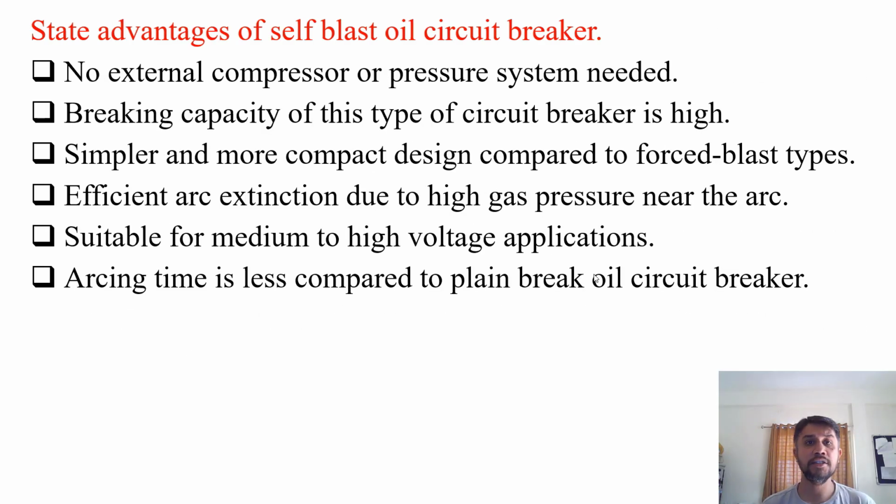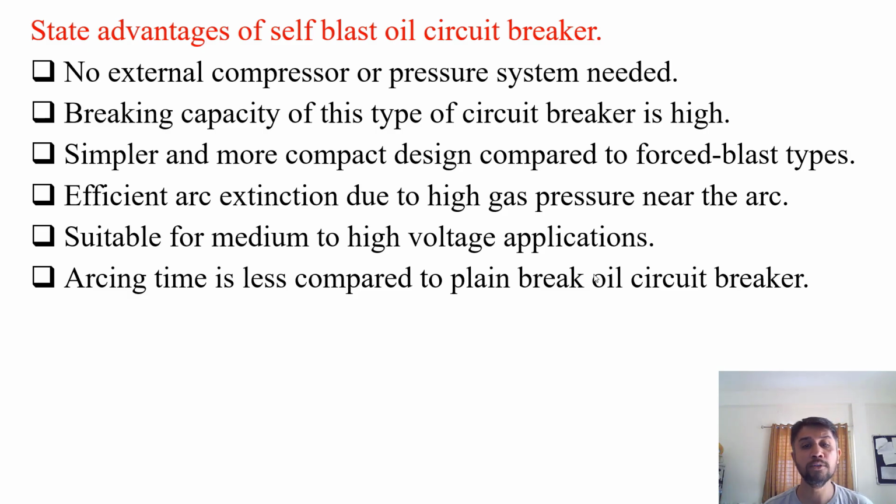State advantages of self-blast oil circuit breaker. There are several advantages of this type of breaker. First, no external compressor or pressure system is needed, because the arc is quenched by the energy produced by the arc itself and a pressure chamber is available within the breaker itself. Breaking capacity of this type of circuit breaker is very high or moderately high. Simpler and more compact design compared to the forced blast type breakers, where an external pressure system is required. Efficient arc extinction due to the high gas pressure near the arc contacts or the arc chamber.